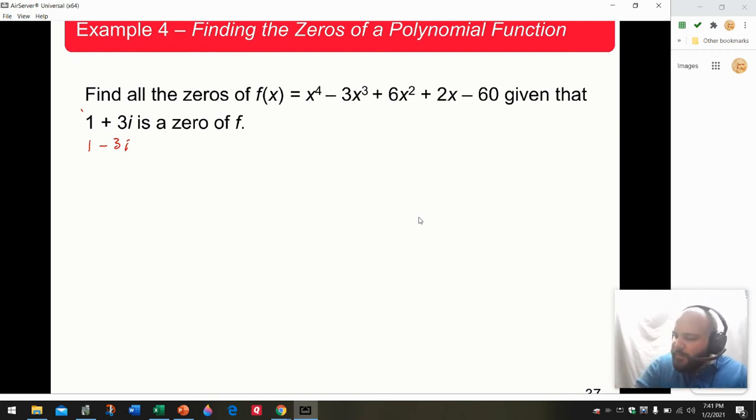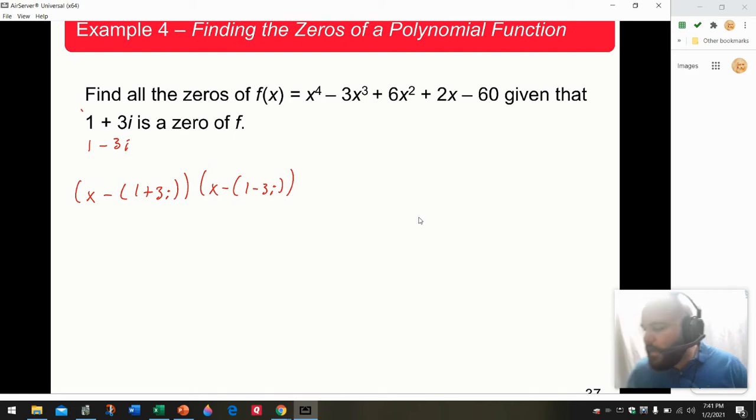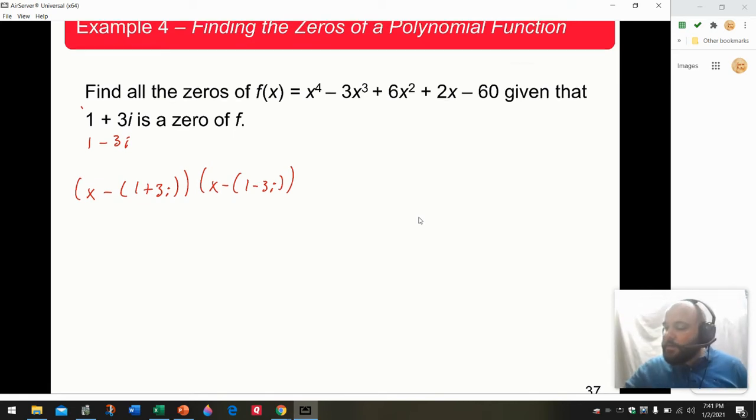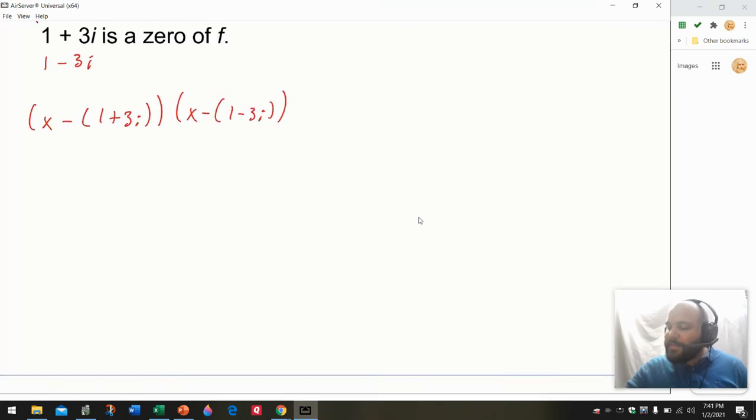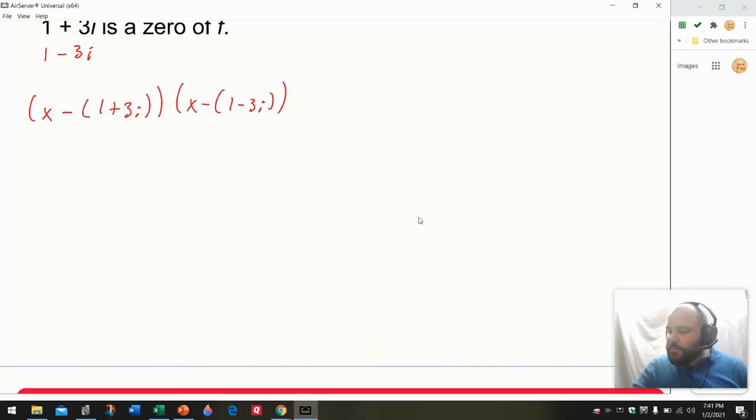So we're going to set up our factors. It's going to be x minus (1 plus 3i). And then it's going to be x minus (1 minus 3i), like that. Okay? And now we're going to have to FOIL this together. Now, this gets a little bit complicated. There's a lot of room to make mistakes here. So you've got to really be careful what you're multiplying.